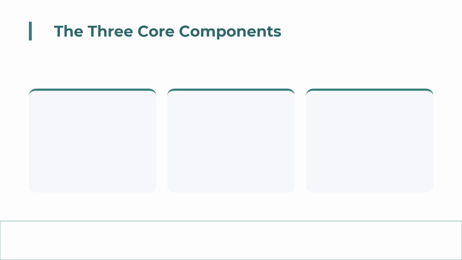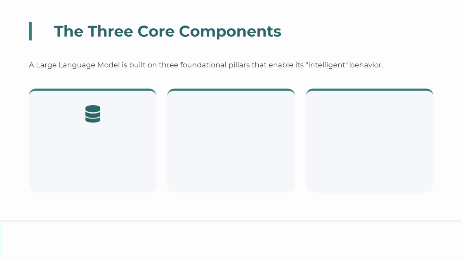Now, moving on, we'll look at the three core components of a large language model. To understand how this engine works, we have to look at three foundational pillars. First, we look at the massive amount of data. These models are trained on trillions of words: books, scientific journals, legal briefs, and code. This is the model's knowledge base.